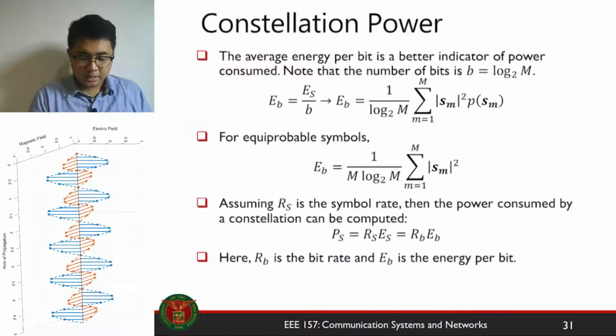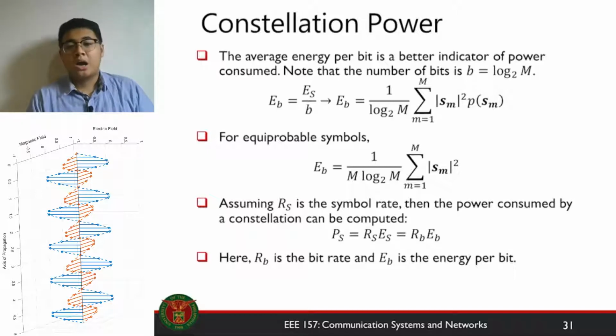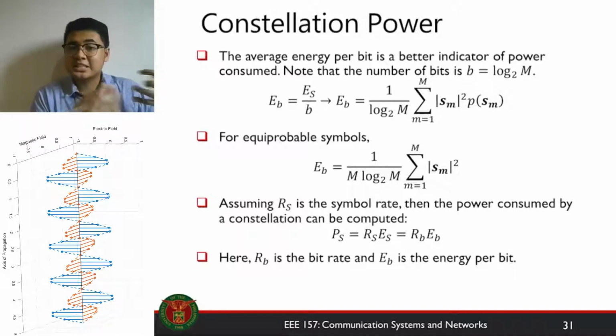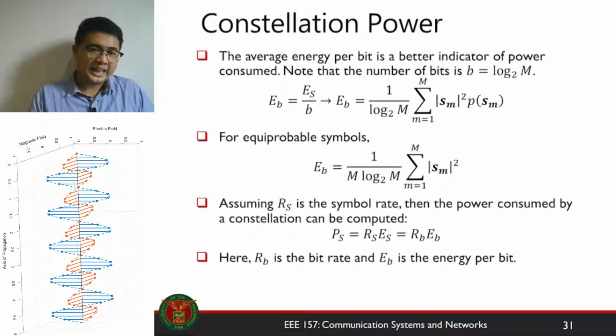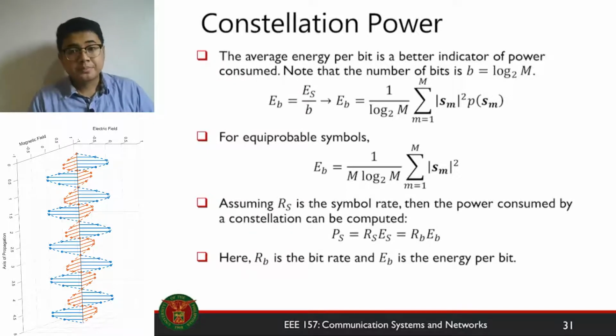Okay. So another parameter we want to look at is power. How much power do we need to transmit given the bit rate, the number of symbols, and the probability of each symbol? Normally we just assume that the symbols are equiprobable.